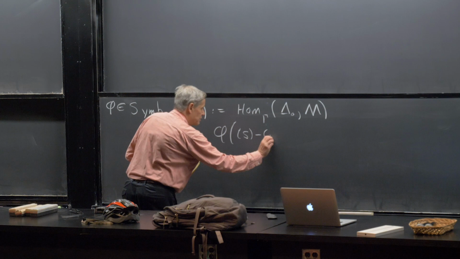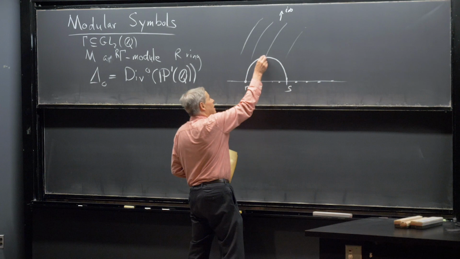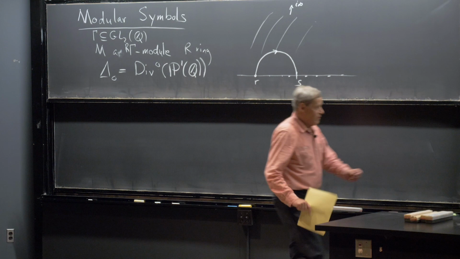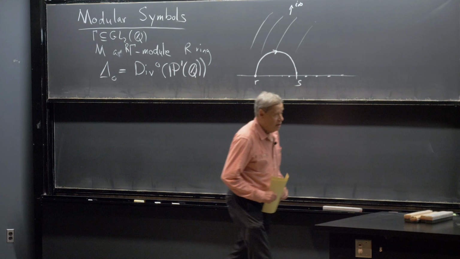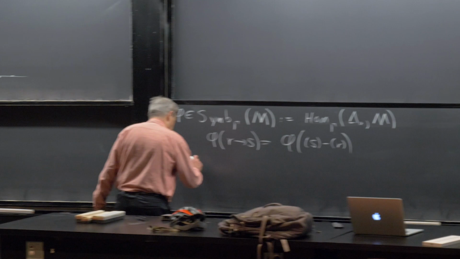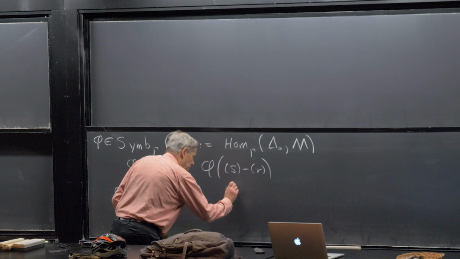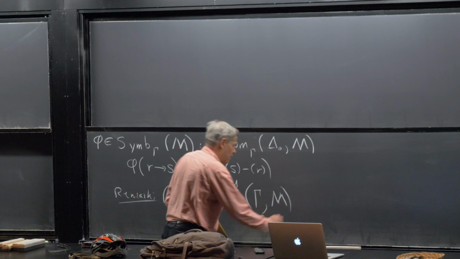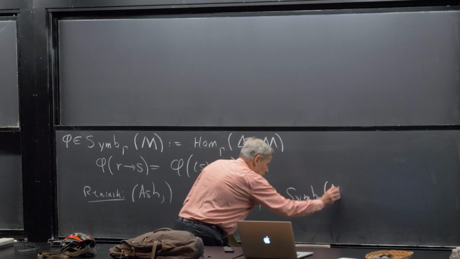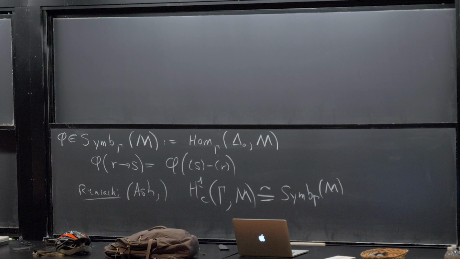So I'm thinking about R and S and a path in the upper half plane that goes like that. And so when I write φ of R to S, I'm imagining it as an integral from R to S. And so that's the reason for this notation. And of course, there's a remark that in fact, this captures an important part: there's a natural isomorphism from the compactly supported cohomology of Γ with values in M to the modular symbols with values in M. Okay? And so that maybe is the justification for this picture.